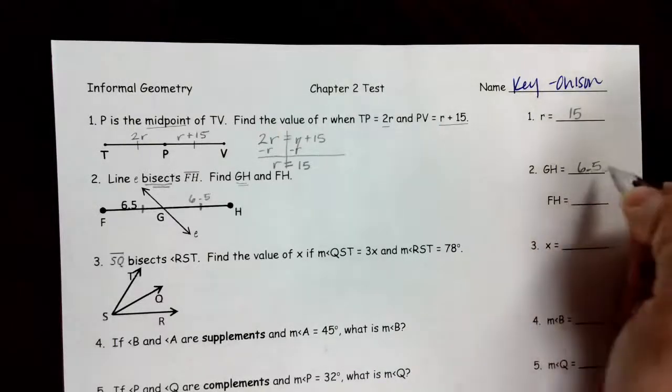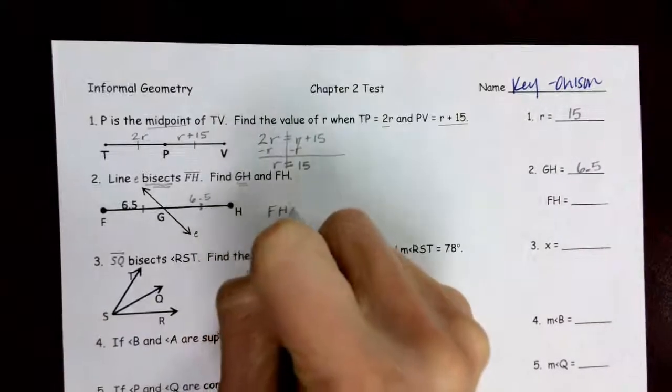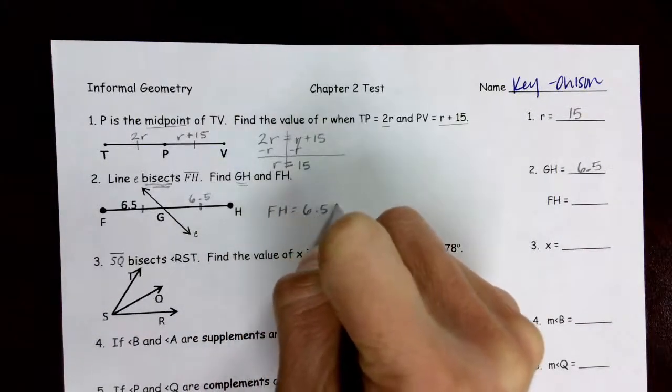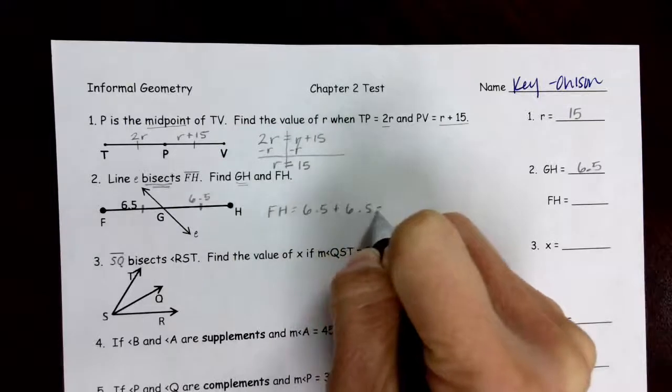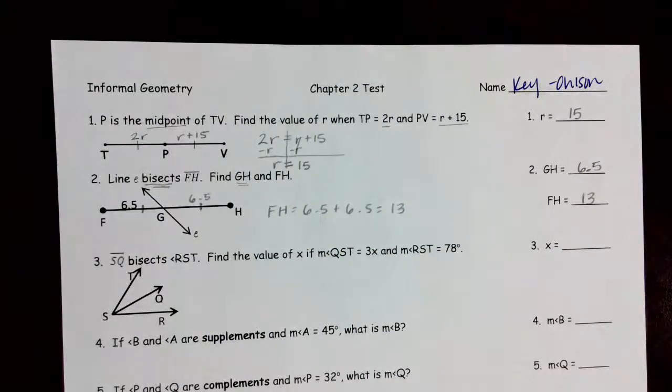Okay, from here they ask us to find the measure of FH. So if I want to find FH, what I'm going to do is take 6.5, add it to 6.5, and I should end up with 13 here. So the length of F to H should be 13.